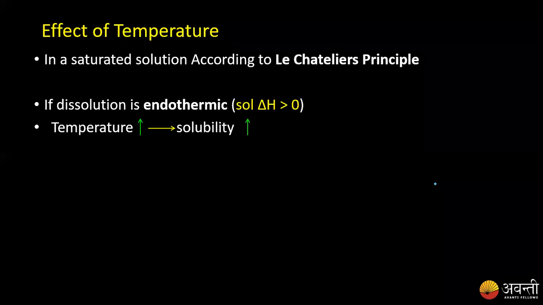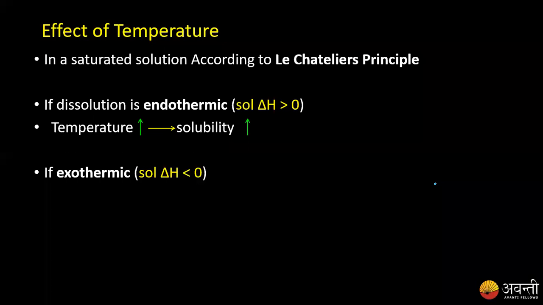Okay then. Let's talk about the dissolution. What if the dissolution is exothermic? It means delta H is less than zero. Although delta H is less than zero, the reaction is releasing heat. If you increase the temperature, heat is being released, and the reaction is also releasing heat. So there will be a lot of heat in our system.